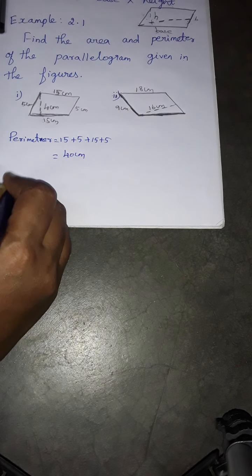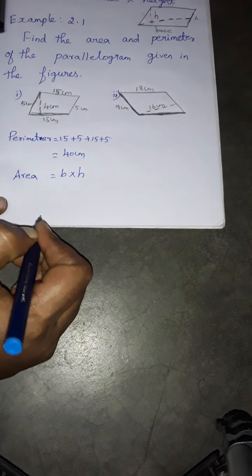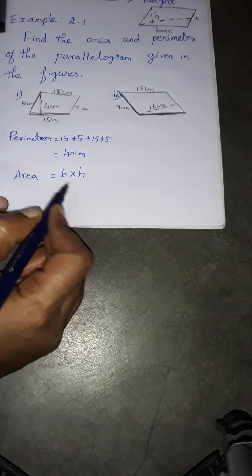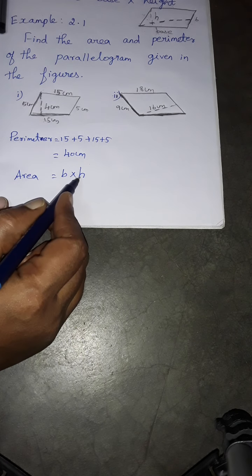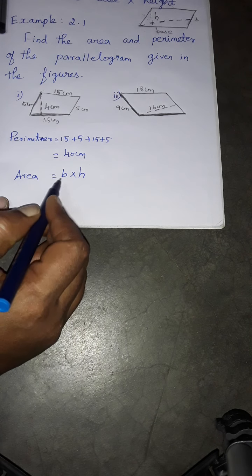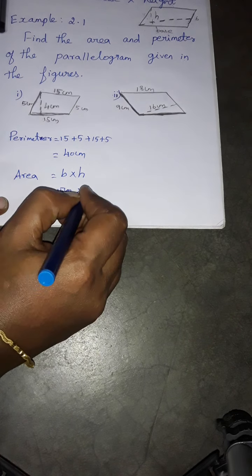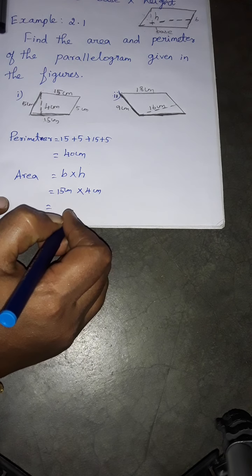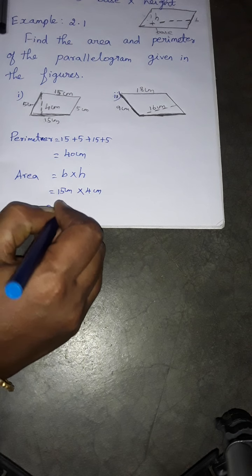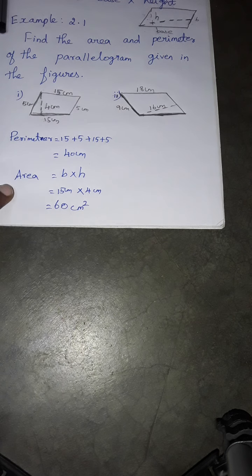Next we are going to find the area. So what is the area of the shape? Yes, base into height. The formula is base into height. We represent base by the letter B, and height we represent by H. So the base is 15 centimeter into height 4 centimeter. So 15 fours are, do you remember the multiplication? Yes, 60 centimeter into centimeter, centimeter squared. So area is equal to 60 centimeter squared.